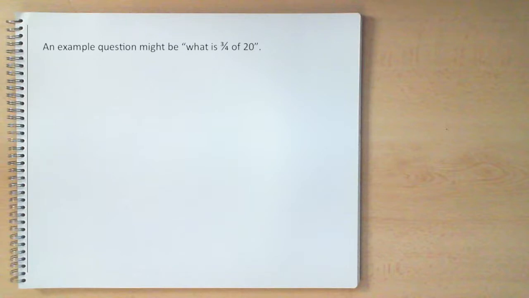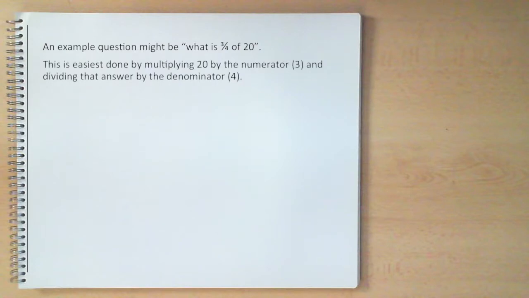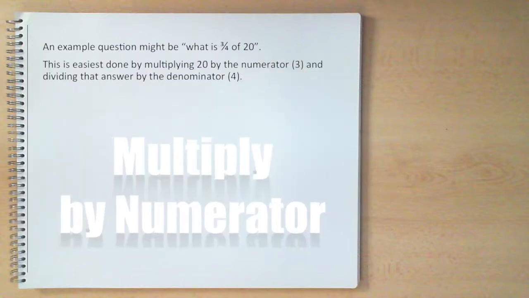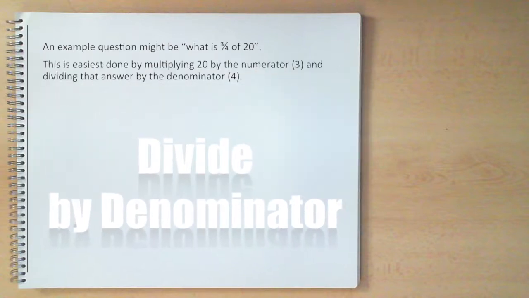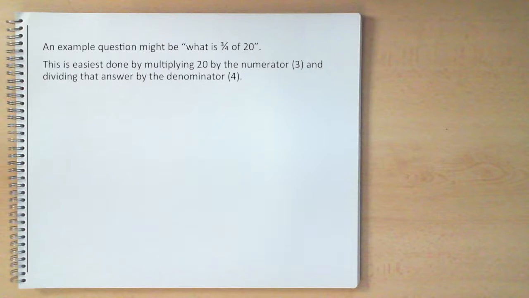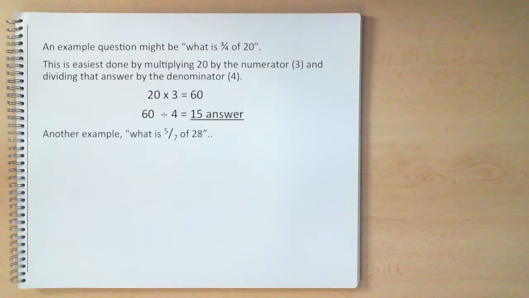An example question you might get with a fraction is, what is 3/4 of 20? Okay, easy done. You multiply the 20 by the numerator and you divide it by the denominator. So multiply by the top bit, divide by the bottom bit. 20 times 3, that's easy, that equals 60. 60 divided by 4, you should know that, it's 15, and there's your answer. 3/4 of 20 is 15.